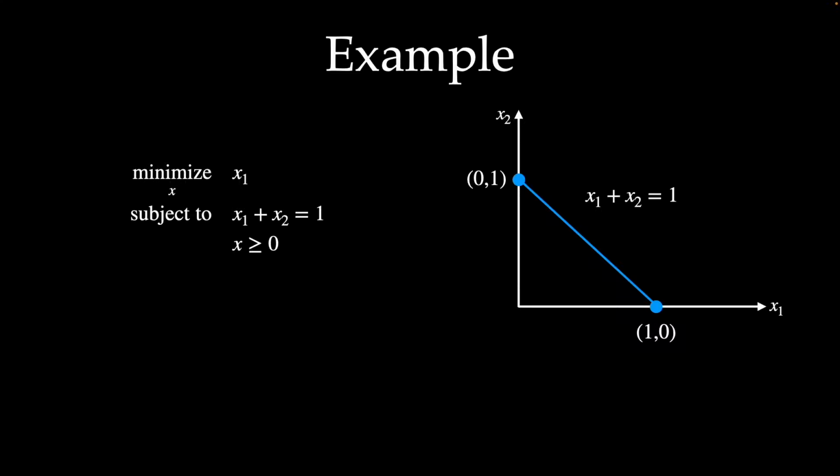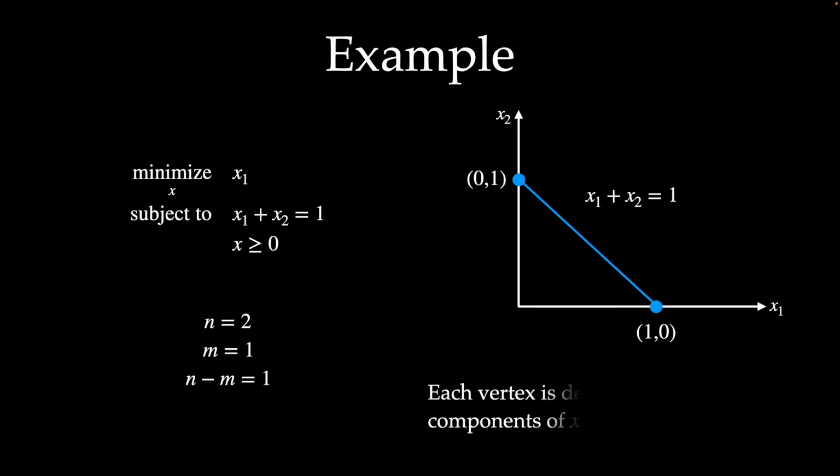So in this case, we have n equal to 2 because we have two variables, x1 and x2. m is equal to 1 because we have one equality constraint, x1 plus x2 equal to 1. So n minus m is 1. And what we saw was that each vertex is going to be defined by n minus m, or one, component of x that is equal to 0. And that's exactly what we see.